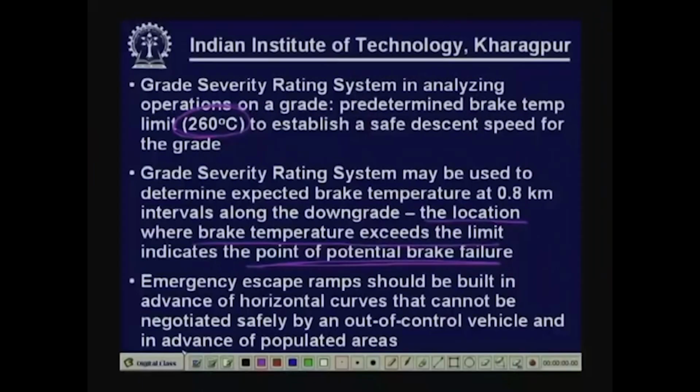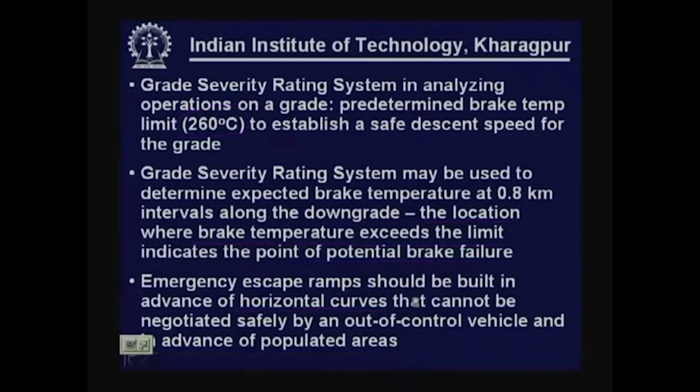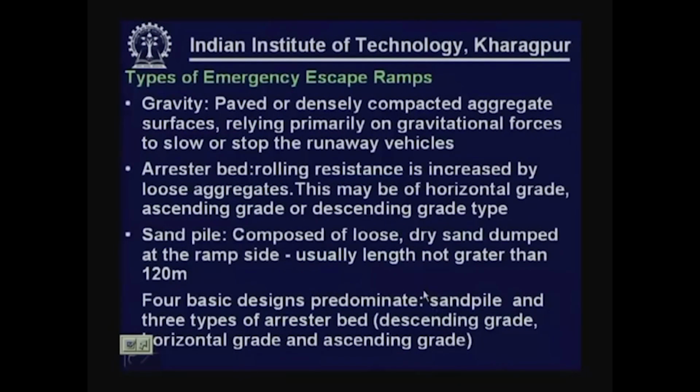Again, putting the safety consideration once again: an emergency escape ramp should be built in advance of horizontal curves, because an out of control vehicle will be in utter danger if it has to negotiate a horizontal curve. So, it says that an emergency escape ramp should be built in advance of horizontal curves that cannot be negotiated safely by an out of control vehicle, and in advance of populated areas. So, that normally covers it.